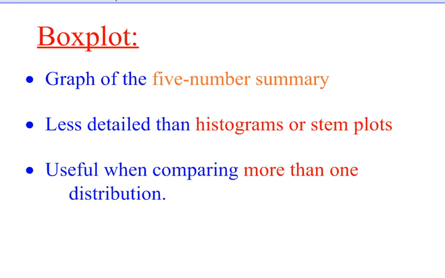A box plot we haven't made yet, but that's a graph of the 5-number summary. It is less detailed than a histogram or a stem plot, but it's useful when comparing more than one distribution. So when we're looking at 2 different things next to each other, a box plot is very helpful to kind of get a quick picture of it.